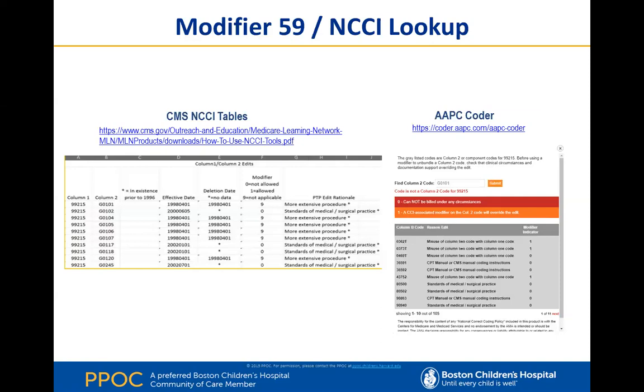If you go into the hyperlink, it'll tell you how to use that, and basically you're checking the base billed code in column 1 versus the secondary code in column 2. In this screenshot, column F, you can see there's a modifier indicator: 0 means a modifier is not allowed at all, 1 means it's allowed, and 9 means the concept is not applicable for that particular code pair.